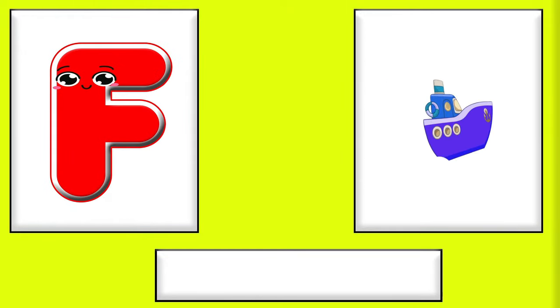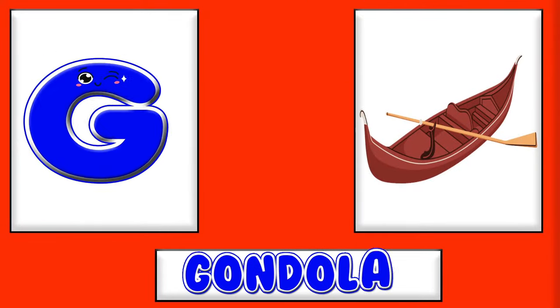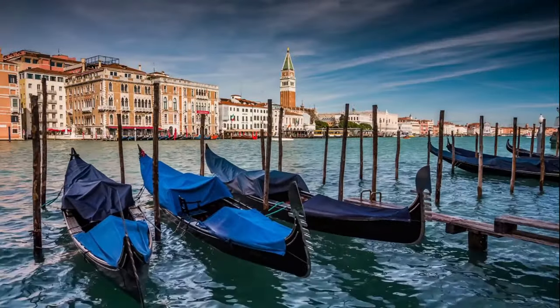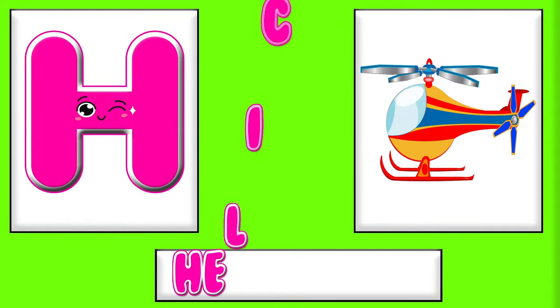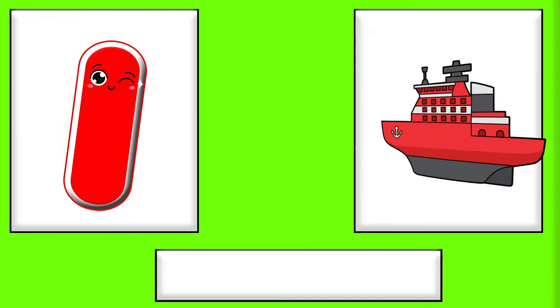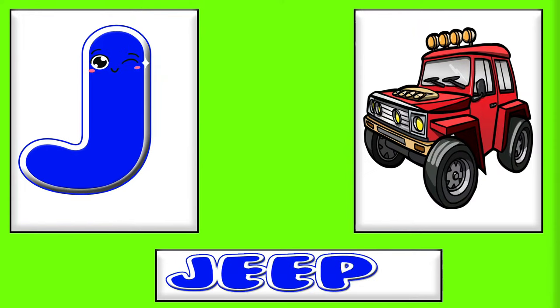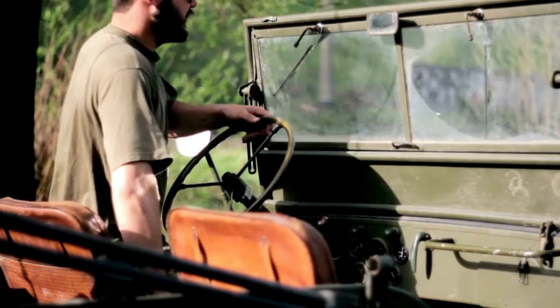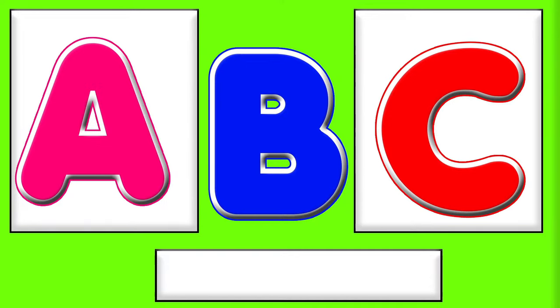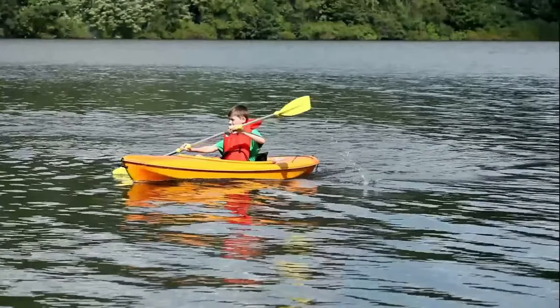F is for ferry, f, f, ferry. G is for gondola, g, g, gondola. H is for helicopter, h, h, helicopter. I is for ice boat, i, i, ice boat. J is for jeep, j, j, jeep. K is for kayak, k, k, kayak.